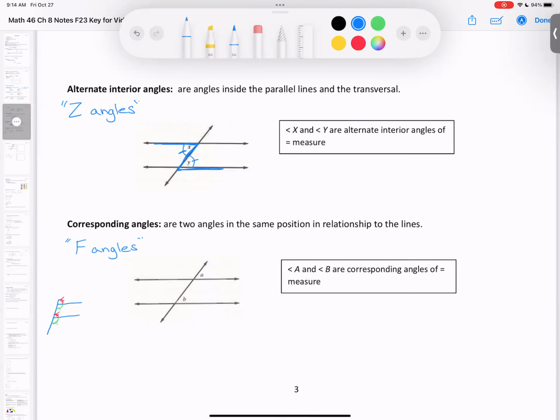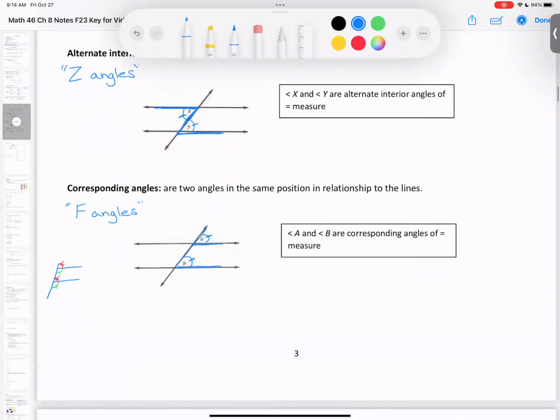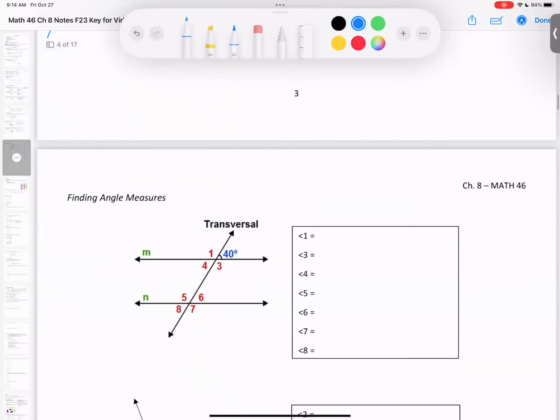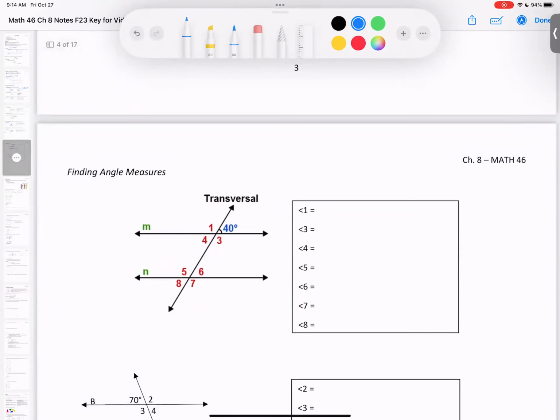So for example, here I'm going to draw myself an upside down F. Here's my upside down F, and that's indicating that these two angles made by that F, A and B, are going to be equal. They're corresponding angles. Often what you'll get is these little puzzles where they've given you one angle and they want you to find all the others.